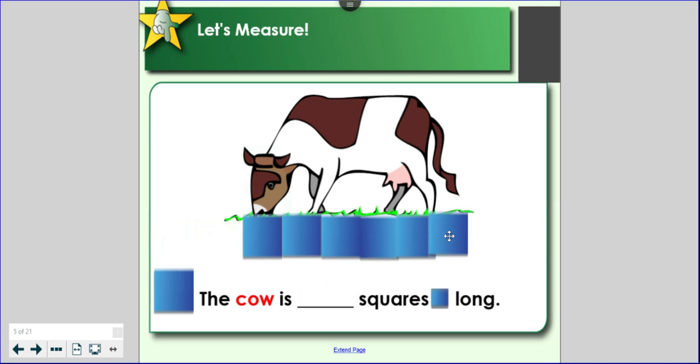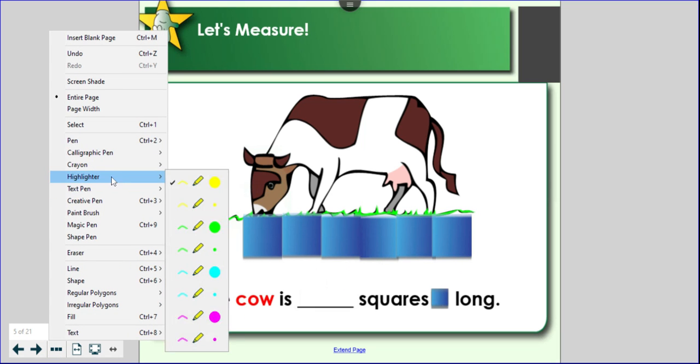All right, I'm all the way at the end of my tail, and that's pretty close. A little bit past, but we'll call it right at the end. Let's count and see how many squares long my cow is. 1, 2, 3, 4, 5, 6. About 6 squares long for this cow. Thanks for helping me measure today, friends.